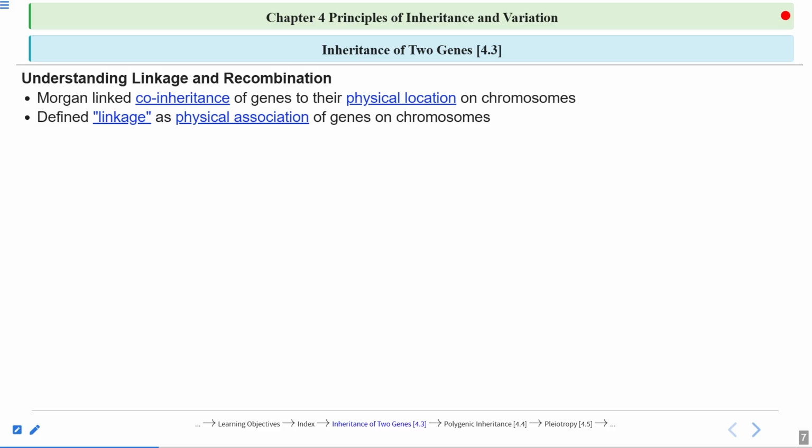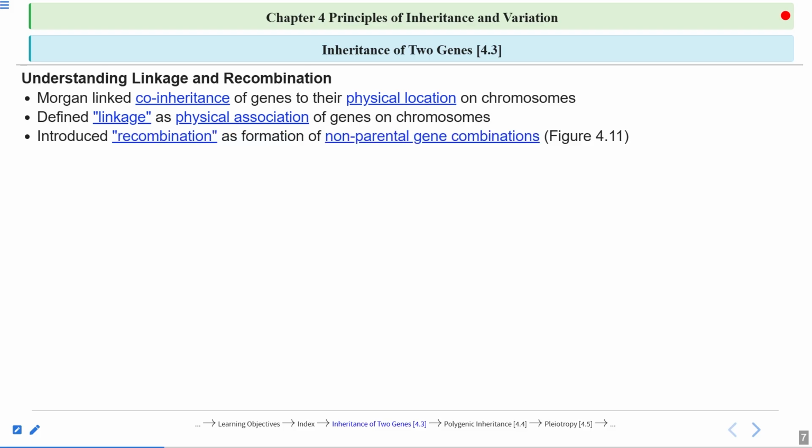Morgan discovered linkage. He coined the term linkage. He defined linkage as physical association of genes on the chromosomes, which means the genes are linked together. They are very close to each other.